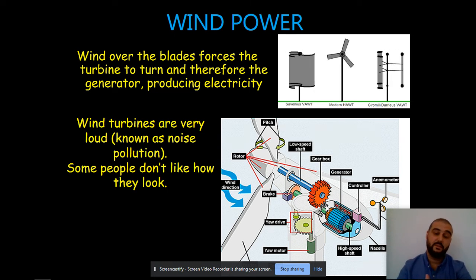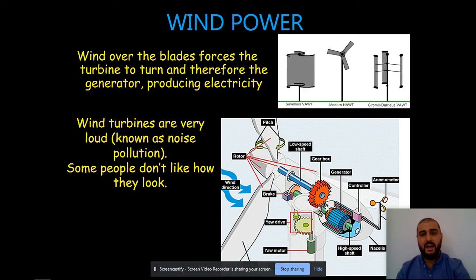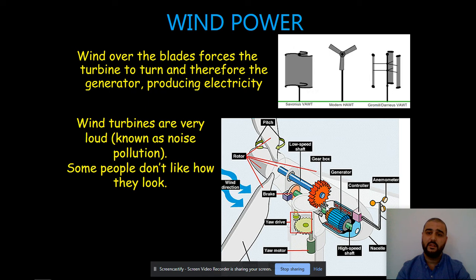And in fact, it says there in the note, this is known as noise pollution, because it does certainly pollute, in terms of noise, the environment that you're in. And some people also don't like the way that they look. They are considered an eyesore, and especially in areas of outstanding natural beauty or tourist hotspots, this is not something that people would want there.